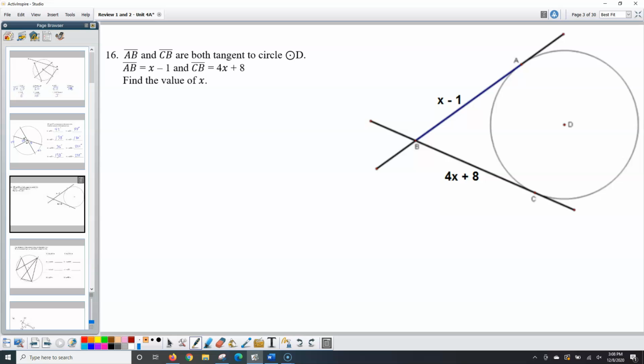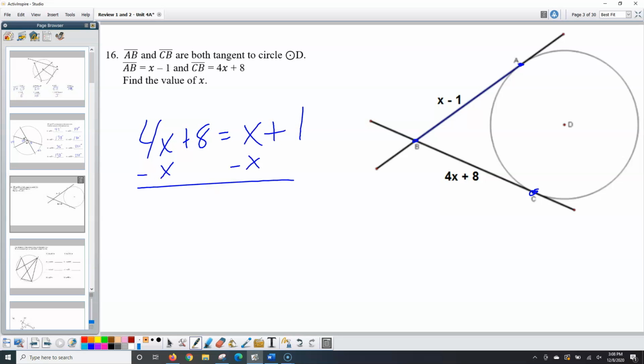We have two tangent lines. They touch a circle one time, right there and right there. And they meet out at a point out in space somewhere. And we want to find the value of x. Well, these are going to be equal to each other. Those distances are going to be equal. 4x plus 8 equals x plus 1.